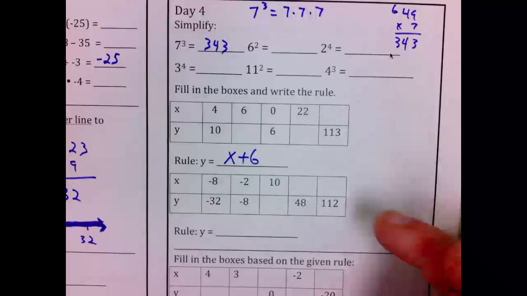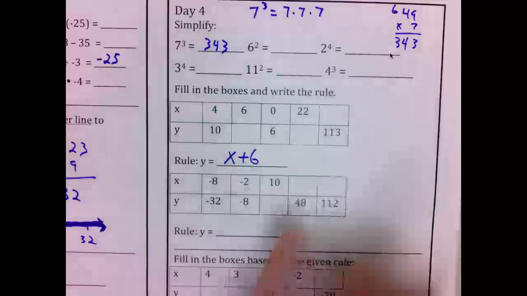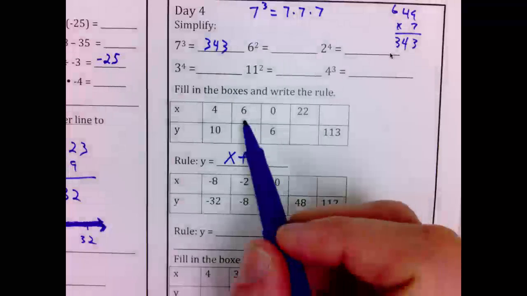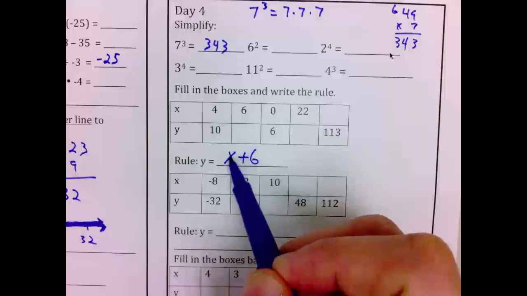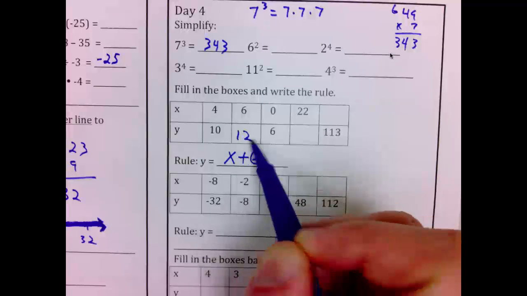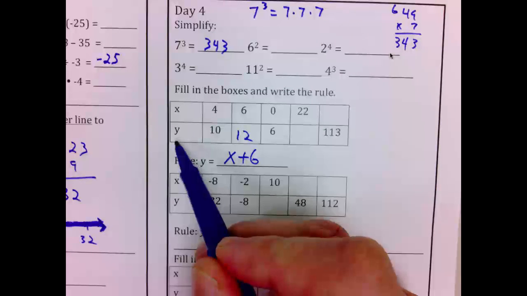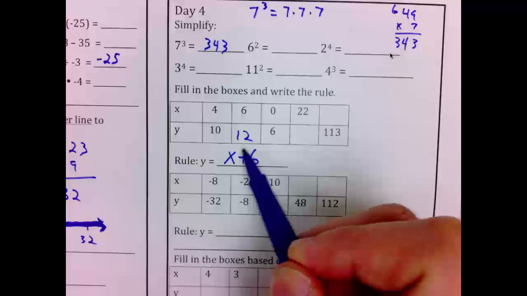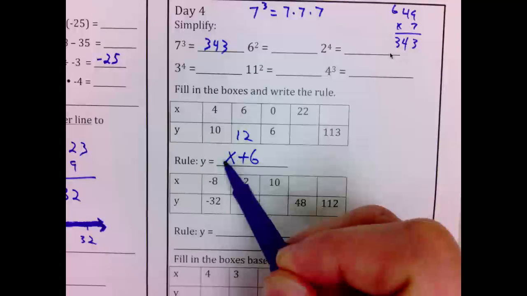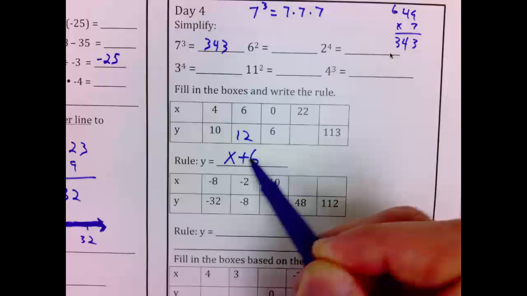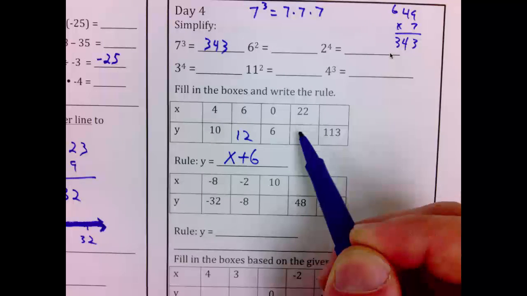See if you can use what we did. Let's fill out the rest of the table as it says. Substituting 6 in place of x. 6 plus 6 is 12. When x is 6, y is 12. Substituting 22 in place of x. 22 plus 6 is 28. When x is 22, y is 28.